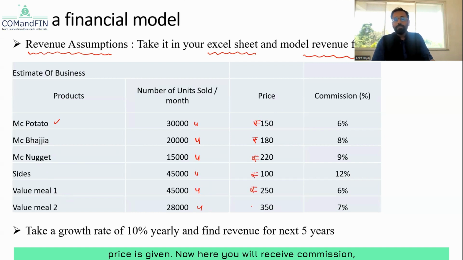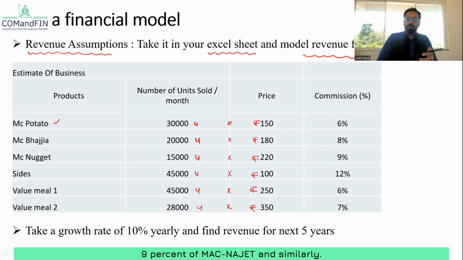Now, here you will receive commission, right? Whatever amount of sales you perform during the month, on that sales value you will receive this much commission. So 6% commission you will receive on mac potato, then 8% on mac bhajia, 9% on mac nugget, and similarly.